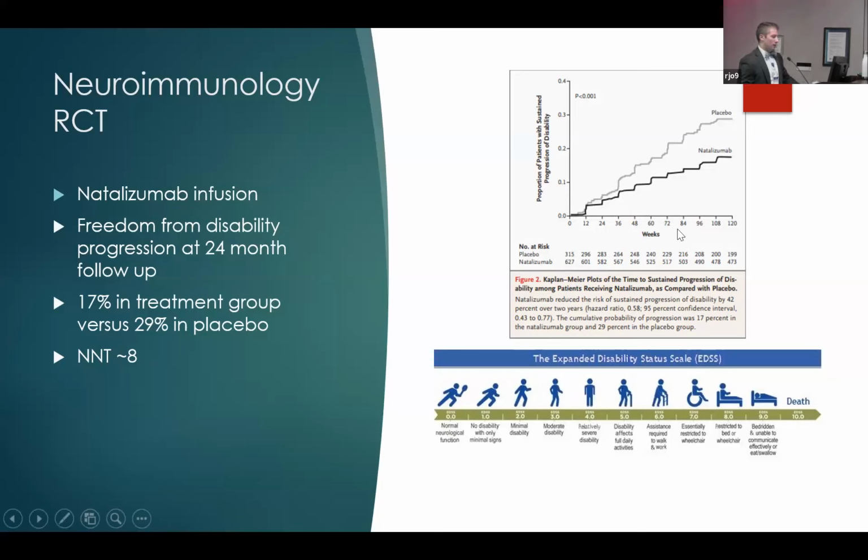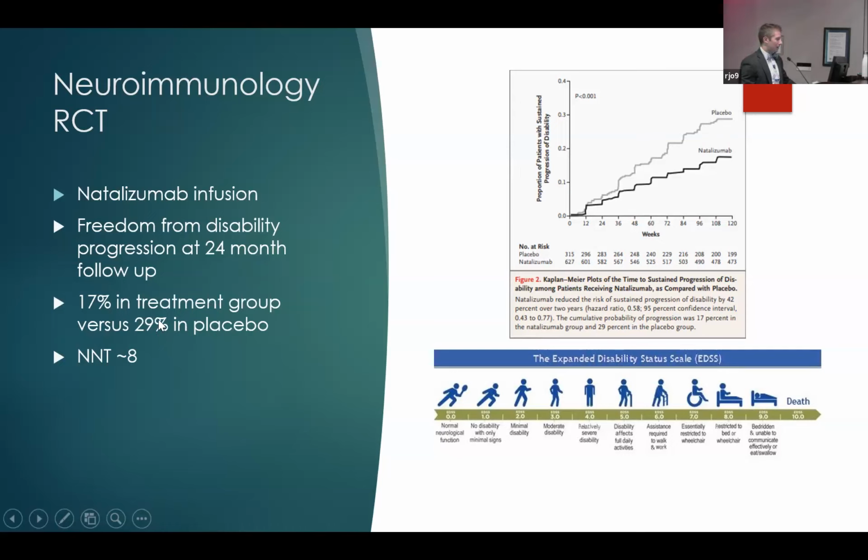And so they followed them for a while, but at 24 months, they showed that 17% of the people in the treatment groups, that's here natalizumab, had progression of disability, and that was defined as 1 point on this scale for longer than 12 weeks. Versus 29% of people on placebo. So I think we can learn a couple things from this. One, it's that 70% of people didn't get any worse.